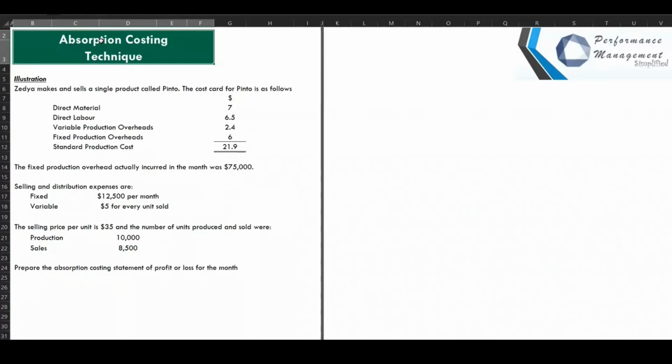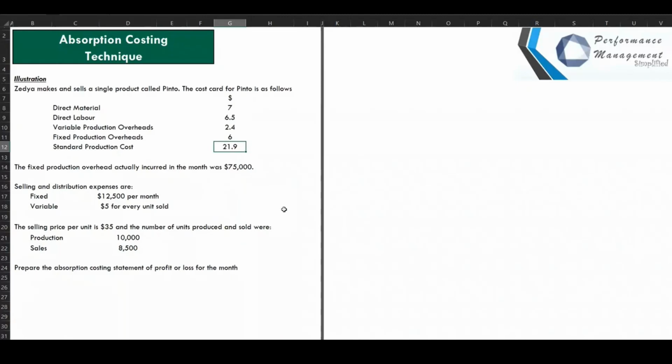So, like I explained in the marginal costing technique video, once you're about to prepare the profit or loss statement, the first thing we'll have to do is to determine the product cost. So how much are we going to value inventory at? Remember, I said earlier that in absorption costing technique, we use the entire production cost. Luckily, this has been given in the question. So our total product cost is 21.9. So no need to compute that again.